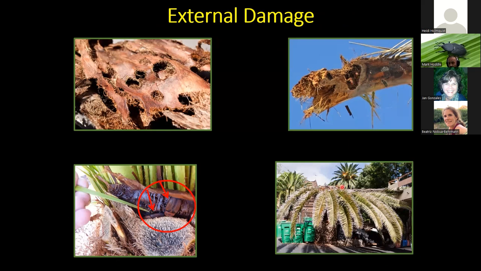The central fronds will eventually drop out of the palm, and you'll be left with this trunk that basically has a halo of these green fronds attached to the top. They will eventually turn brown and fall out as well.